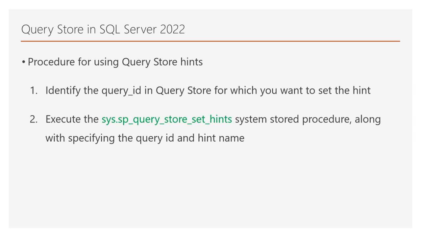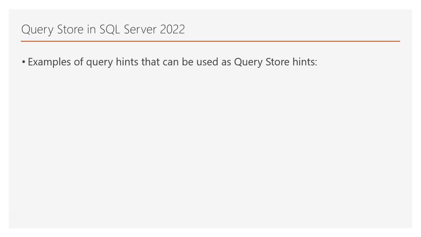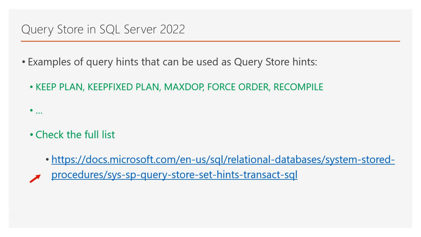Now let's see some examples of query hints that can be used as Query Store hints. Among others, you can use the KEEP PLAN hint, KEEPFIXED PLAN, MAXDOP, FORCE ORDER, RECOMPILE, and other hints. So if you want to see the full list of query hints that can be used as Query Store hints, you can check the link below, where you can find all this information in the specific MS Docs article.